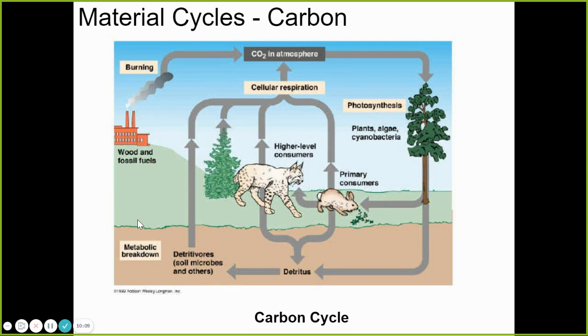Here we see carbon. Now, we'll talk in our next section about how we are affecting the carbon cycle significantly by taking carbon that's stored deep in the ground in fossil fuels, burning it, and then releasing it into the atmosphere, leading to climate change.